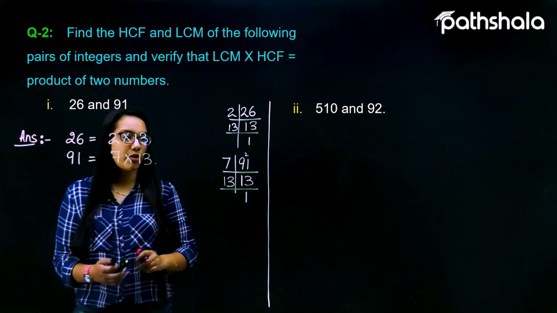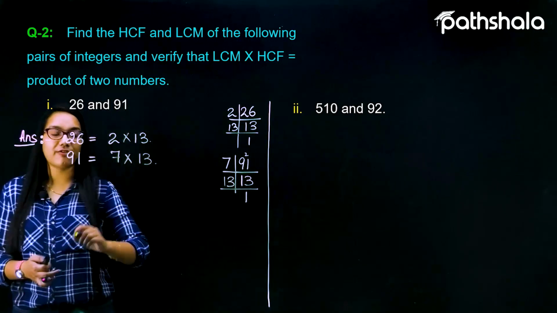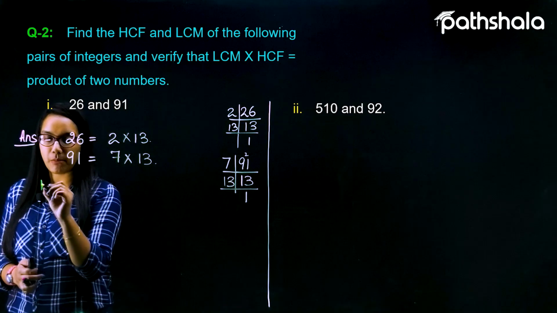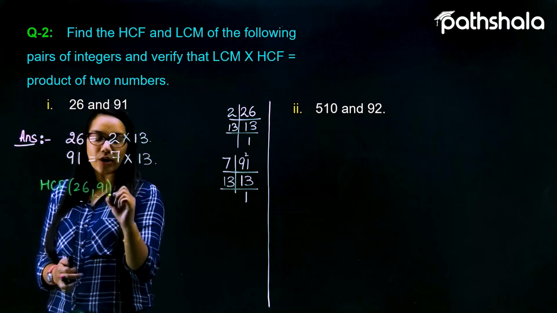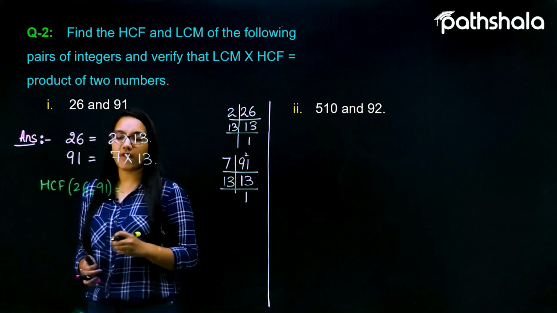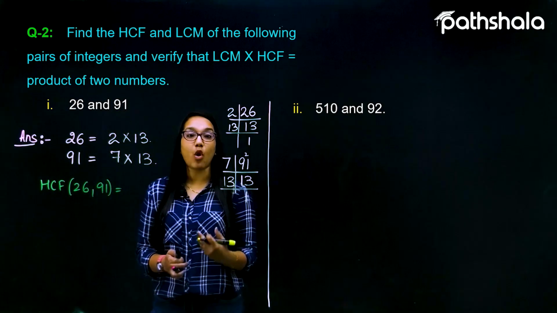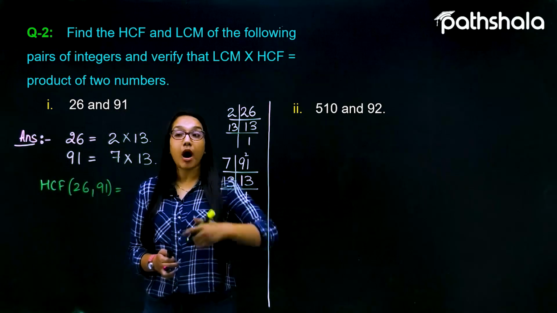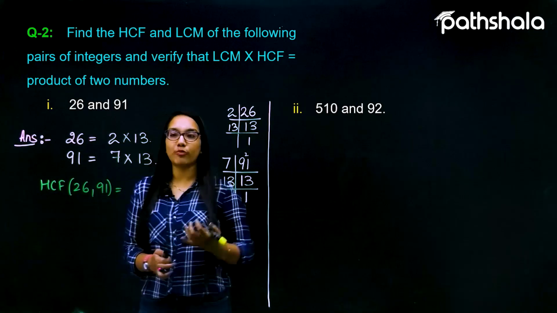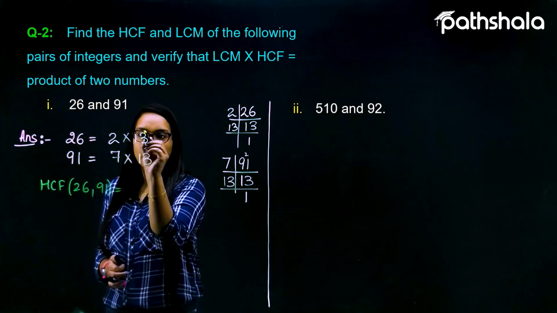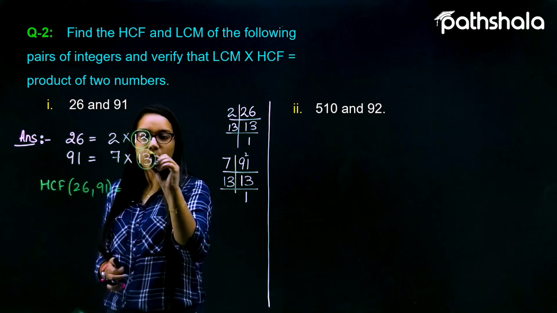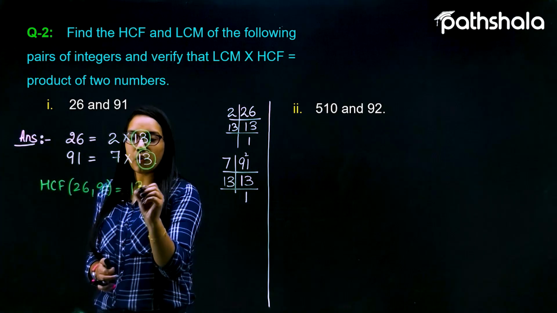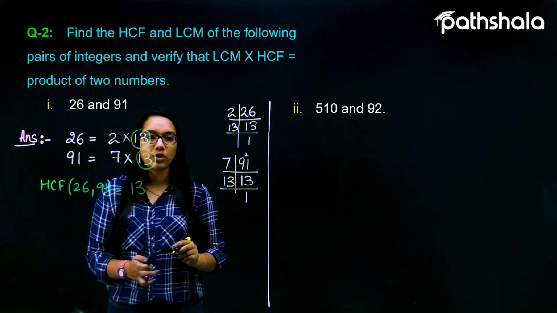Now let's find the HCF and the LCM of these two numbers. First, the HCF of 26 and 91. What is the meaning of HCF? HCF means the highest common factor among these two. The highest common factor both of them have is 13 raised to the power 1, so this is the HCF of these two numbers.